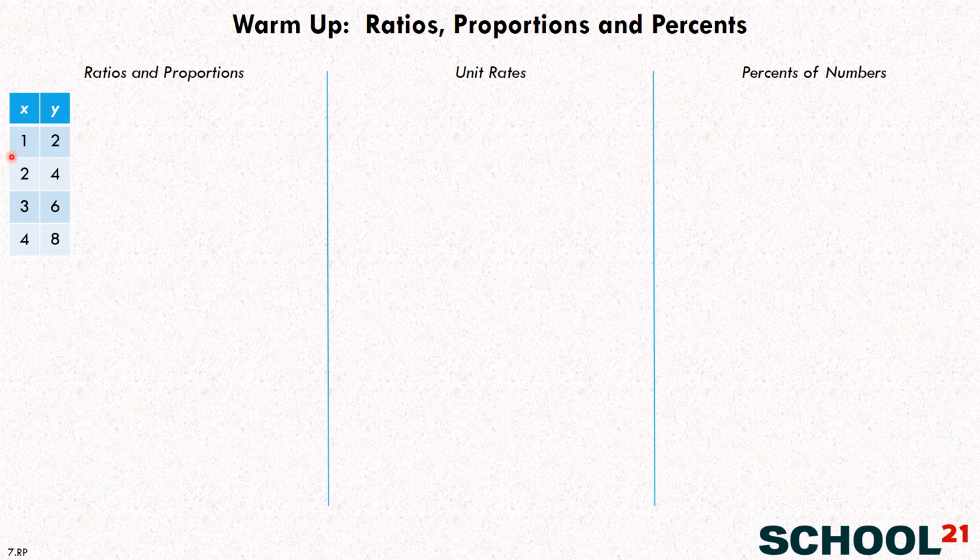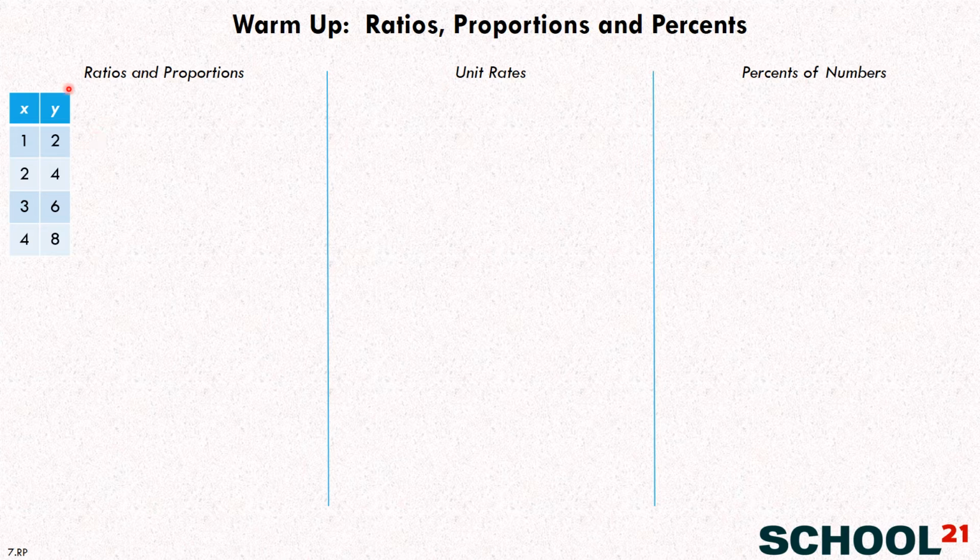When x is 1, y is 2. When x is 2, y is 4. When x is 3, y is 6. Do you see kind of a pattern here? How would you describe that pattern? Well, every time there's x, y multiplies it by 2. Okay, so you multiply x by 2 to get y, right?